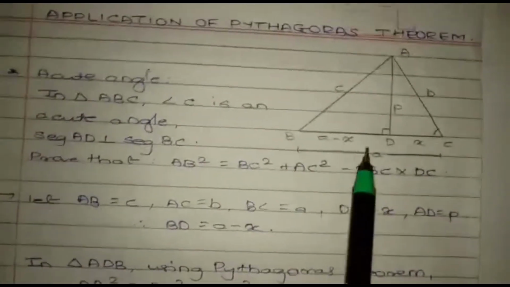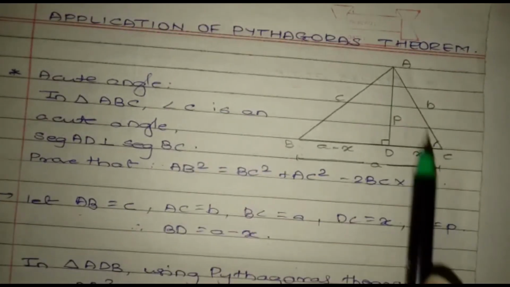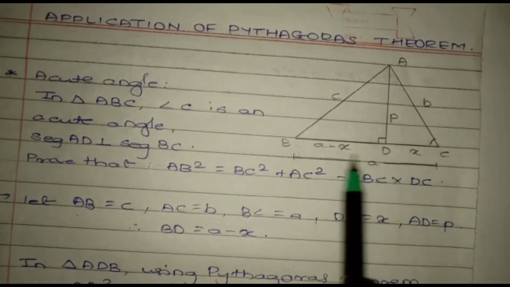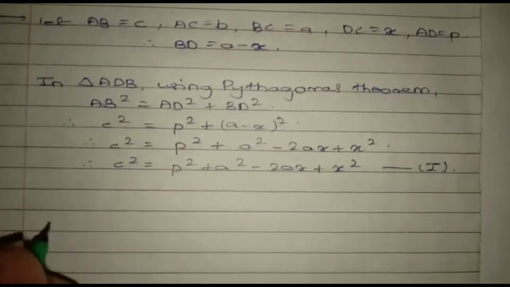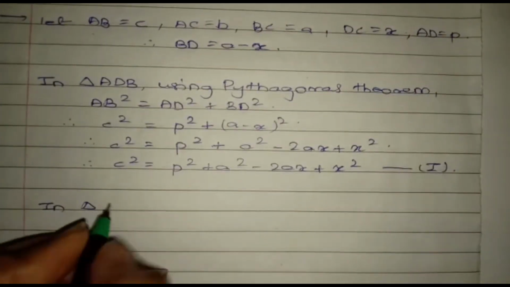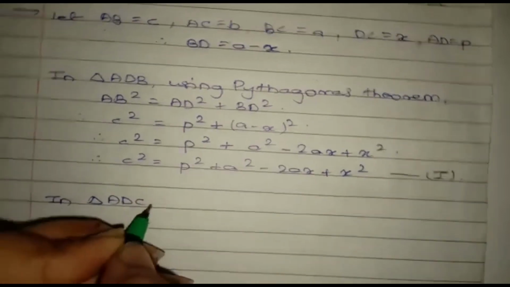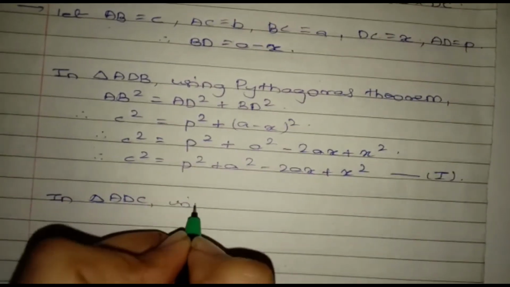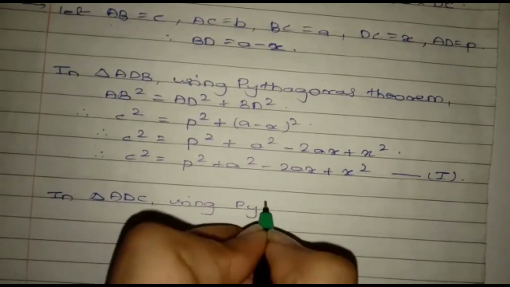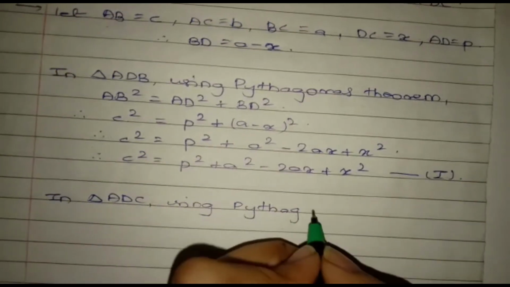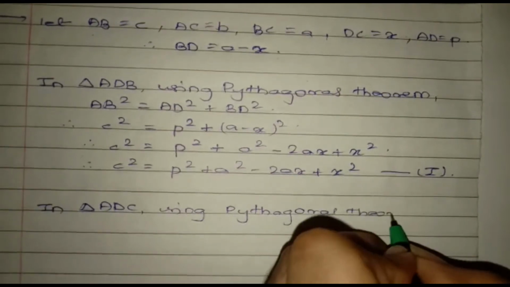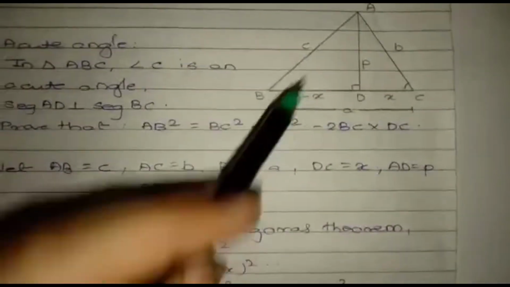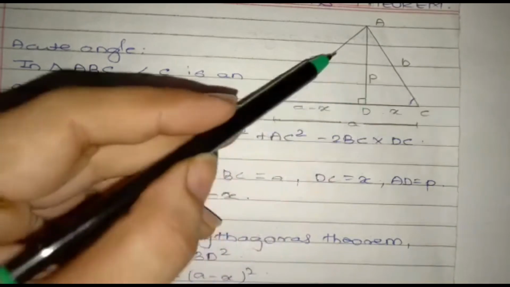Now we are going to consider right angle triangle ADC. First we considered right angle triangle ADB. Now we are going to consider triangle ADC. In triangle ADC, using Pythagoras theorem, what we will get? AC square is equal to AD square plus DC square.